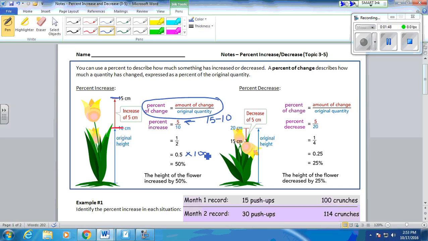What I like about this topic is how it really relates fractions, percents, and decimals to each other. How really they're saying all the same thing. Then the percent decrease is saying that if the original height was now 20 and our flower is now drooping, it's lost 5 centimeters because it's now gone to 15. We have 5/20ths, which would become 1/4, which is 25/100ths, which is 25%.